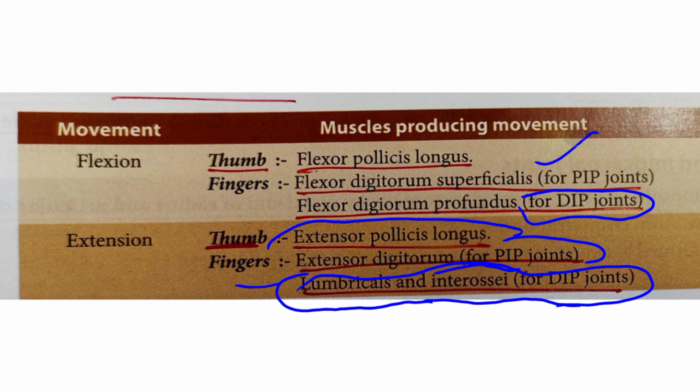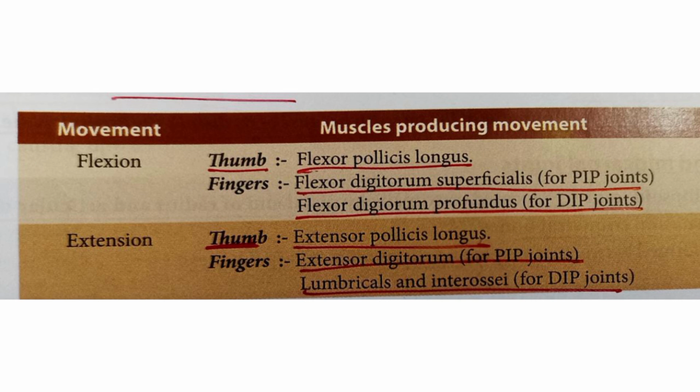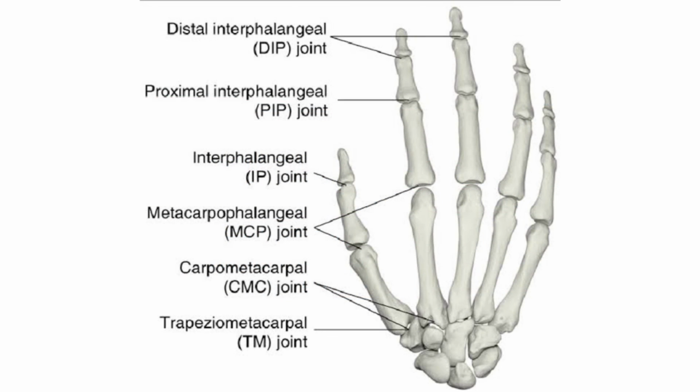So now we are done with this series. This is the summary. We can revise from here. This is the trapeziometacarpal joint, also known as the CMC joint, carpometacarpal joint, thumb joint. This is the metacarpophalangeal joint, interphalangeal joint, proximal interphalangeal joint, and distal interphalangeal joint.